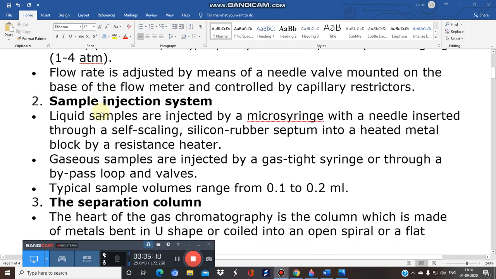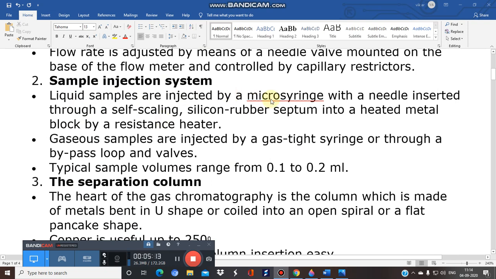Next, after the carrier gas, is the sample injection system. We have completed this. Micro syringes are used.